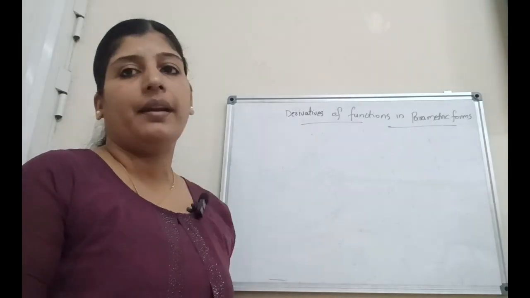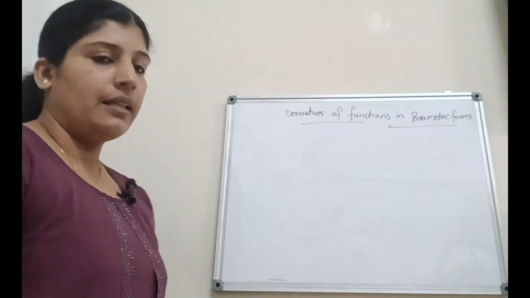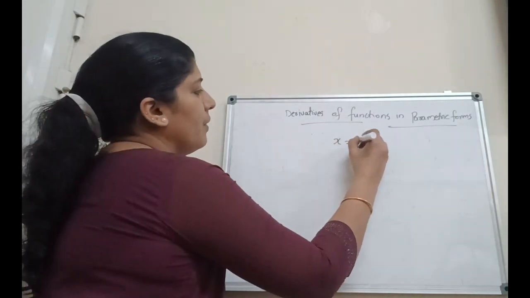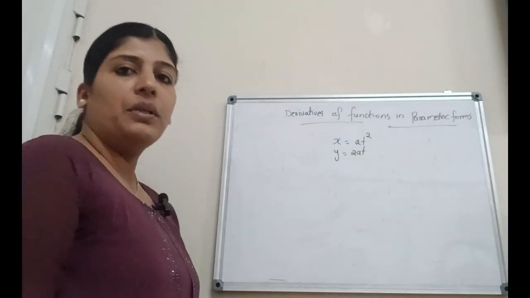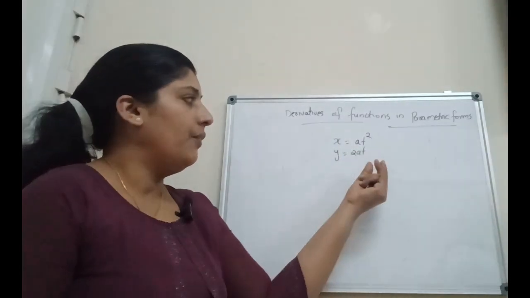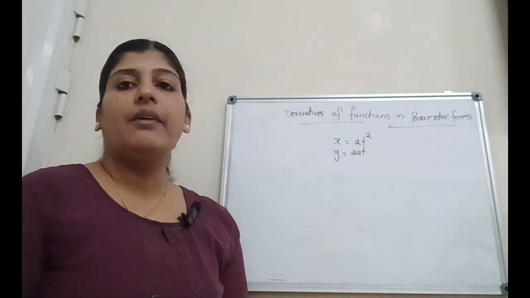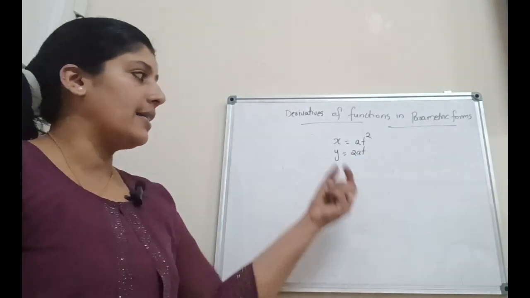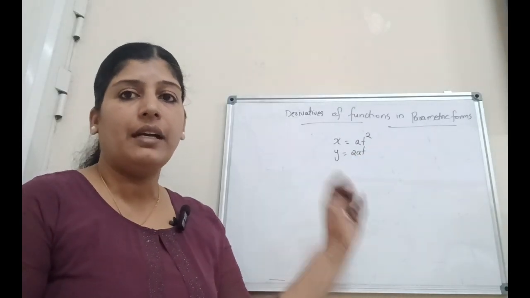Today we are going to discuss the topic derivatives of functions in parametric forms and second order derivatives. First we have to discuss derivative of functions in parametric forms. That is, here we have to consider more than one function. Let us consider the function x equal to a t square and y equal to 2at. Here we can see more than two variables: x, y, and another variable t. Here t is the parameter of the given function. That means x and y are expressed in another variable t.